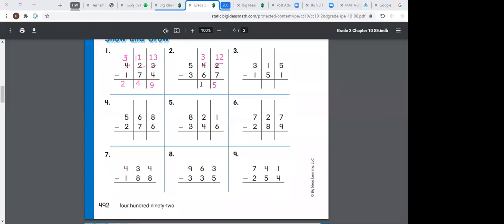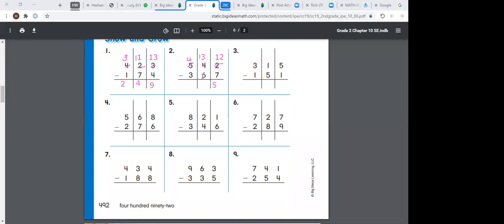And 3 minus 6 can be or can't be? Can't, because 3 is less than 6. Now 3 will go to 5, and 5 becomes 4. And 3 becomes what number? 13. Now 13 minus 6 equals what number?